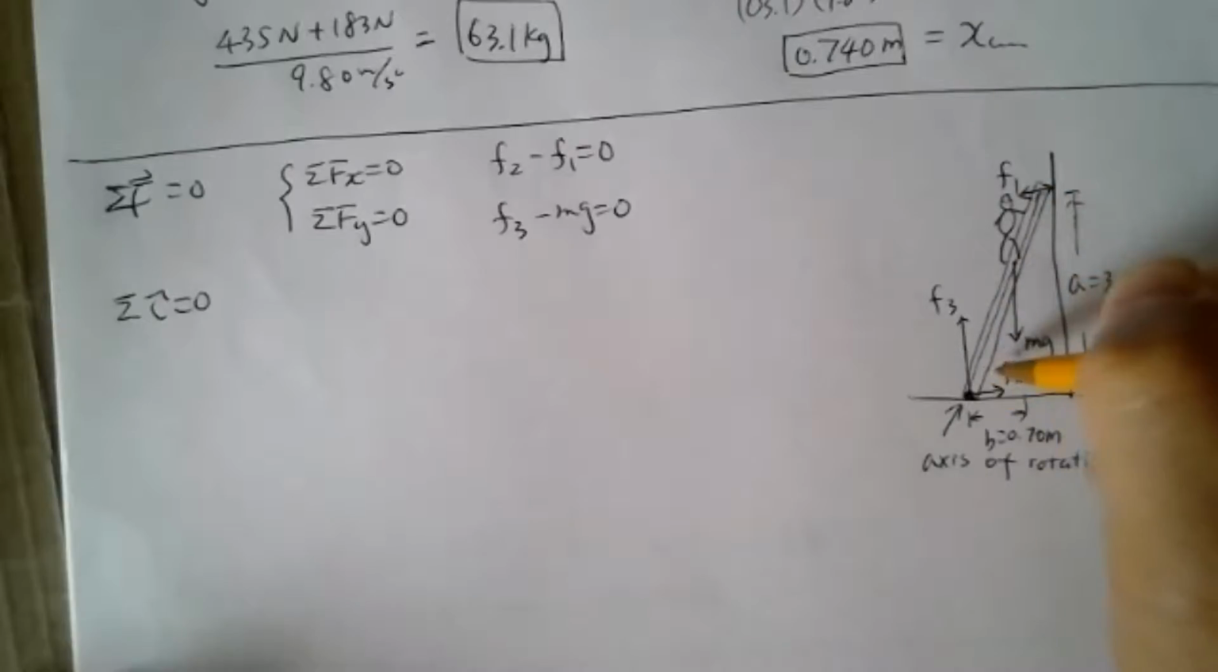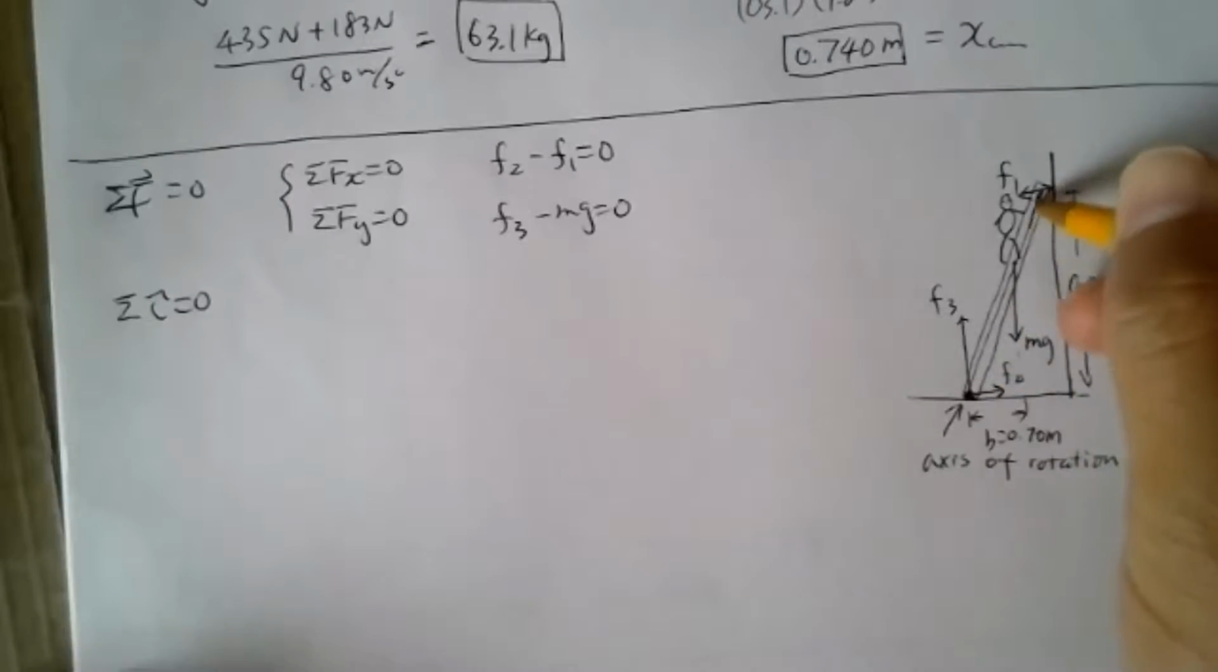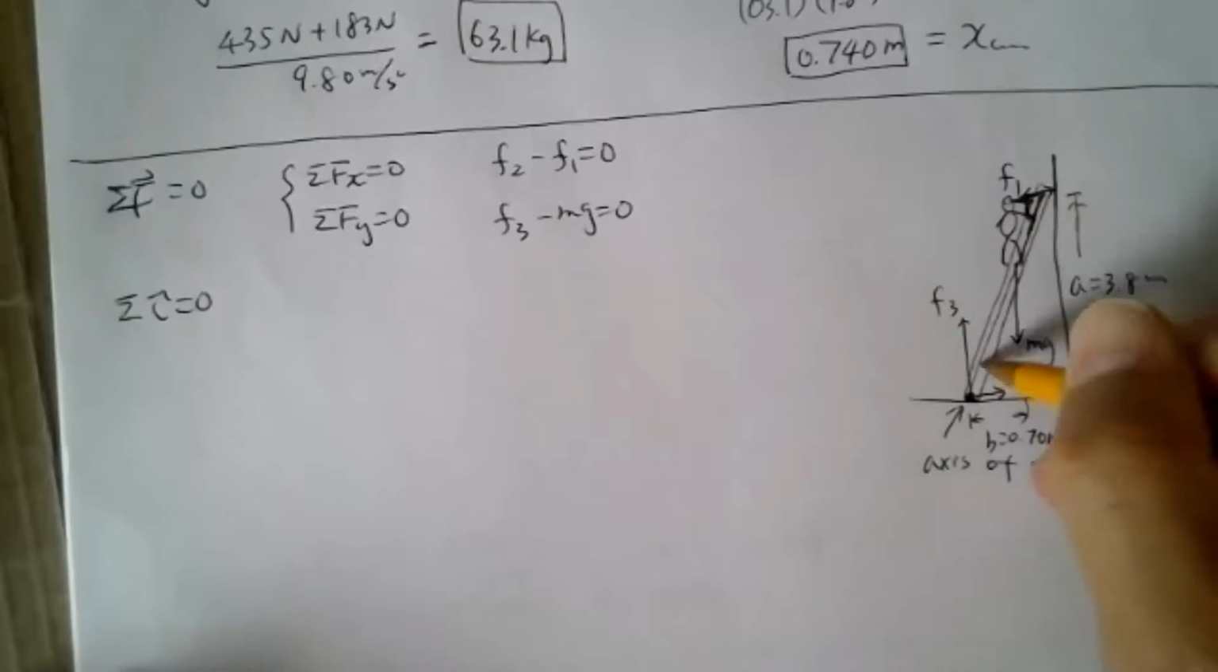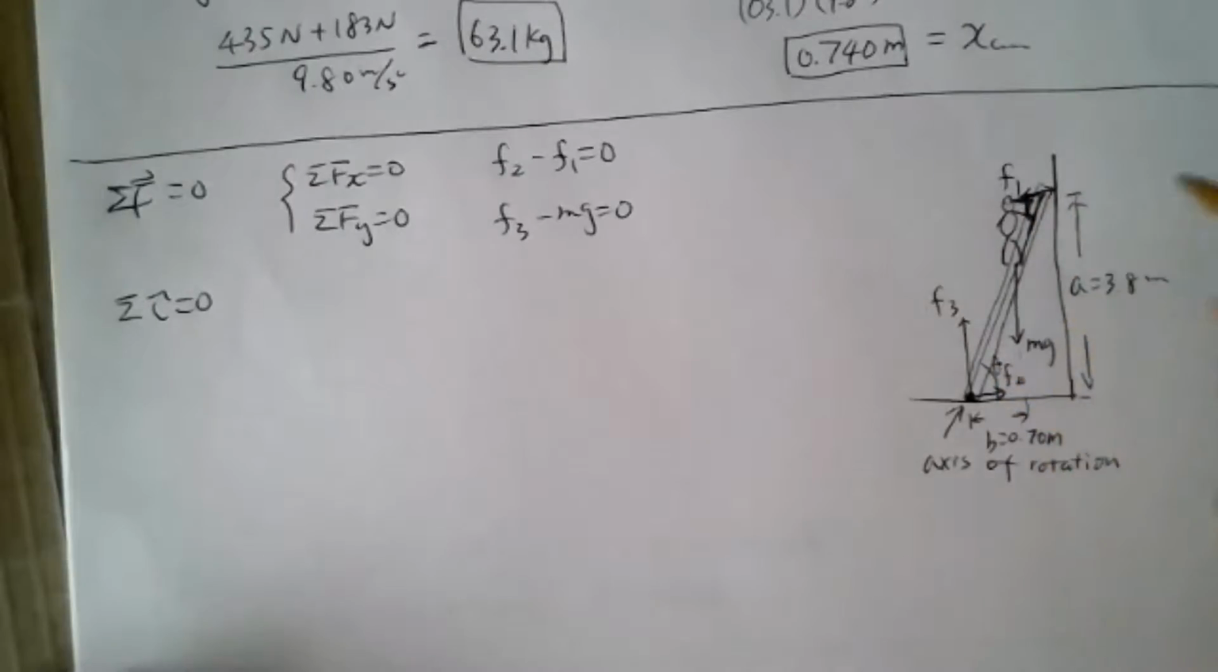So for F1, remember it will be R times F times the sine of theta, where theta is the angle between R and F. This angle is the same as this angle. So if you do the total length times sine theta, that would be this distance, A, so it would be A times F1.